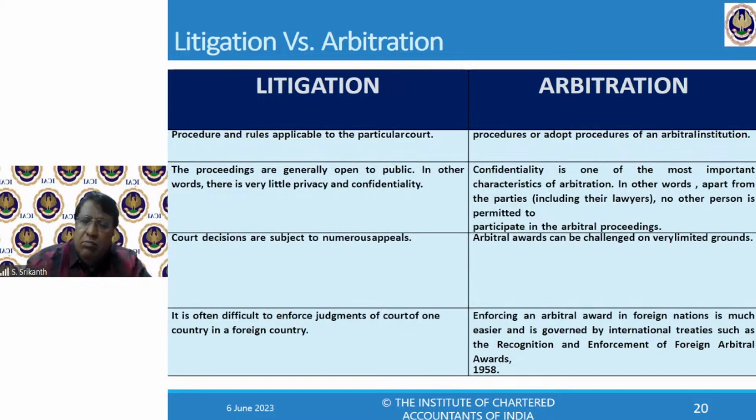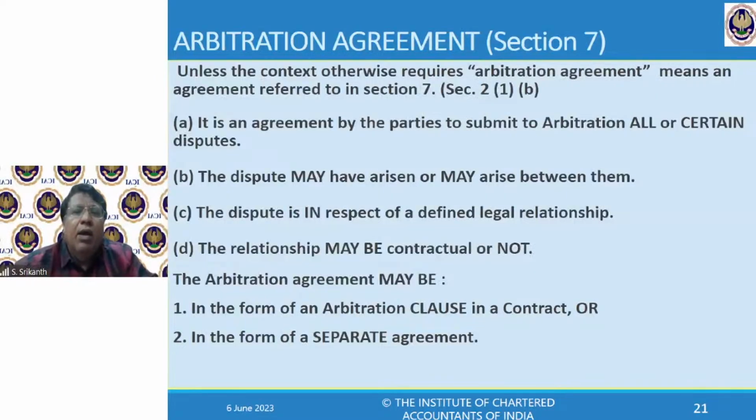Now, arbitration agreement means an agreement referred to in Section 7. It is an agreement by the parties to submit to arbitration all or certain disputes. Disputes may have arisen or may arise, meaning today we have no fight, but we say in case it arises, disputes which may arise, we will subject to arbitration. Or if the dispute has already arisen, now they can agree to give it. The dispute is in respect of a defined legal relationship. The relationship may be contractual or not.